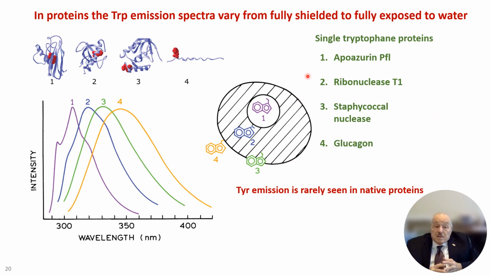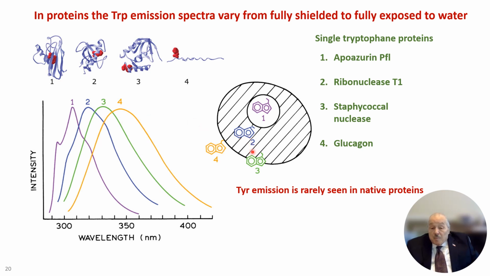In proteins, the tryptophan emission varies from fully shielded to fully exposed. Every type can be found if you look at enough proteins. I put a few examples here for you. Buried tryptophan azurin having the structured emission. Ribonuclease T1, which we'll talk about, I think, more in the next lecture, has a buried tryptophan, but it still has polar groups around it, slightly longer emission wavelength.